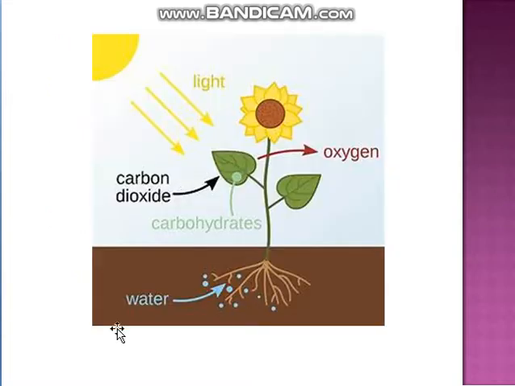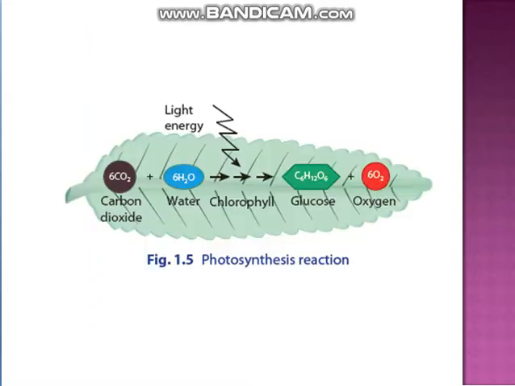Here, photosynthesis means plants absorb sunlight, carbon dioxide and water to produce food and also release oxygen. This is about photosynthesis. Then here you can see a diagrammatic representation showing photosynthesis. Here, carbon dioxide and water, in the presence of sunlight and chlorophyll, make glucose as food and release oxygen. This is the photosynthesis reaction, and this is the diagrammatic representation of photosynthesis.